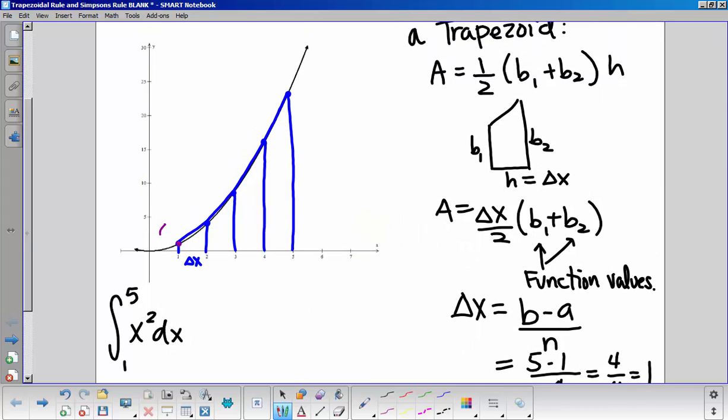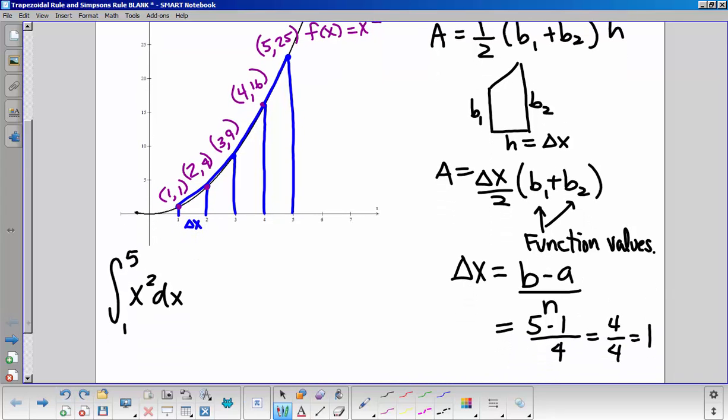We have 1, 1 here because the function is x squared that we're finding the area under. And then the next point here would be 2, 4. The next height would be 3, 9, good. And then 4, 16. And then 5, 25. So we're going to approximate the area under this curve, and I'm going to use a curvy equals here because it's not exact.